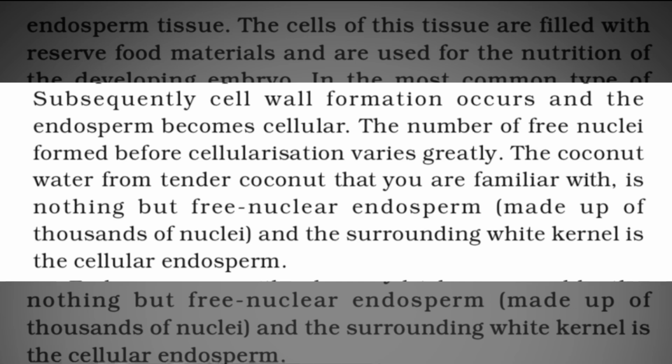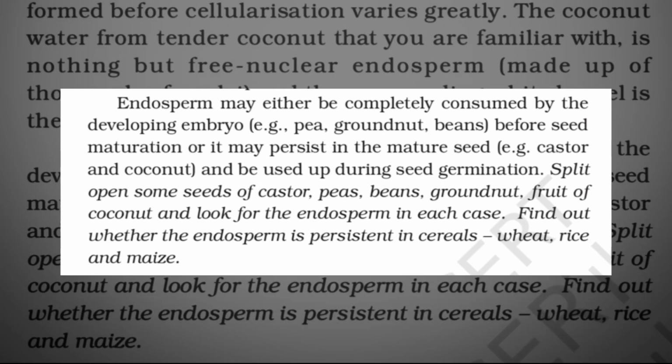Subsequently, cell wall formation occurs and the endosperm becomes cellular. The number of free nuclei formed before cellularization varies greatly. The coconut water from tender coconut that you are familiar with is nothing but free nuclear endosperm, made up of thousands of nuclei, and the surrounding white kernel is a cellular endosperm.